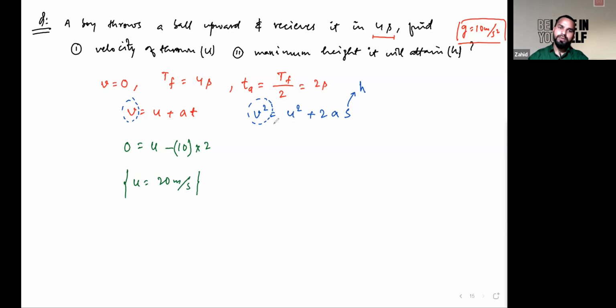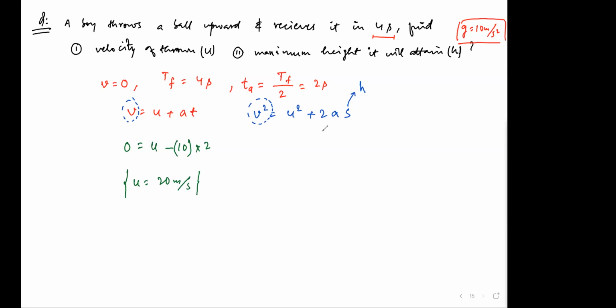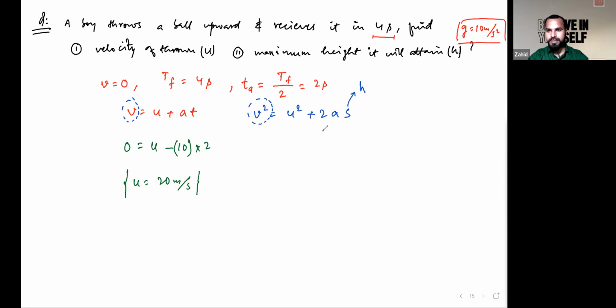Just use this value in this equation. You will get value for maximum height attained by the body.